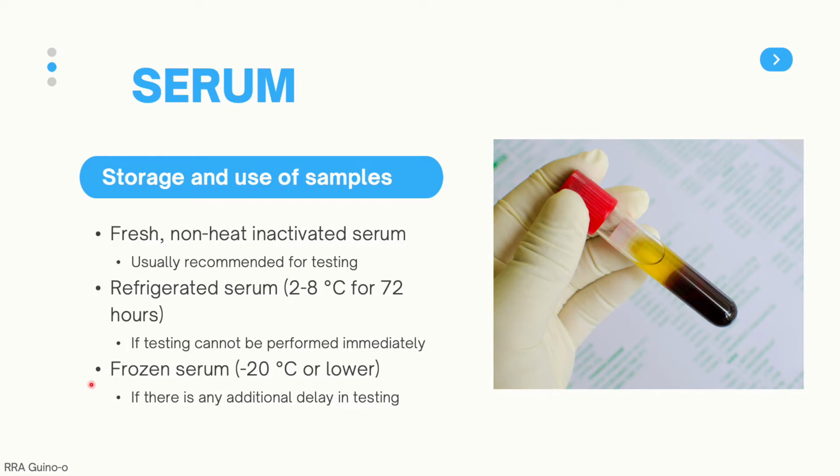You should only use frozen serum if there is any additional delay in testing, and usually this is done for research purposes. If you need to freeze serum and use it over an extended period of time, it is advised to make smaller aliquots of your serum before freezing them, and each time you need to use a serum sample, just take an aliquot and keep the rest of the serum in the freezer.